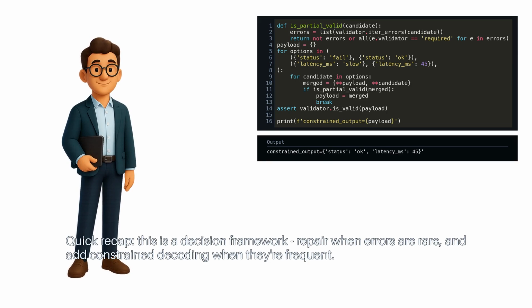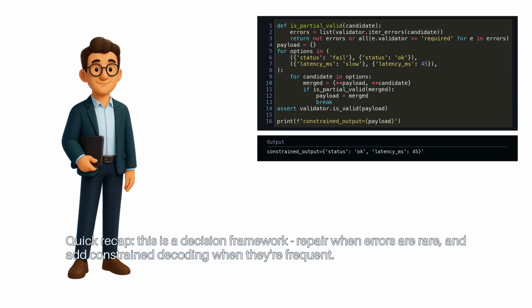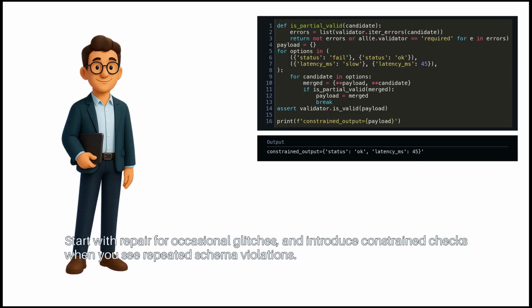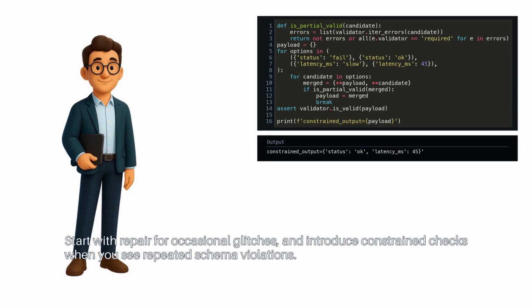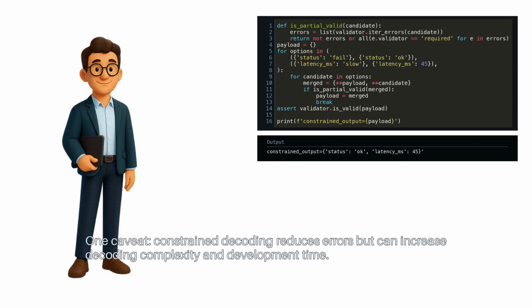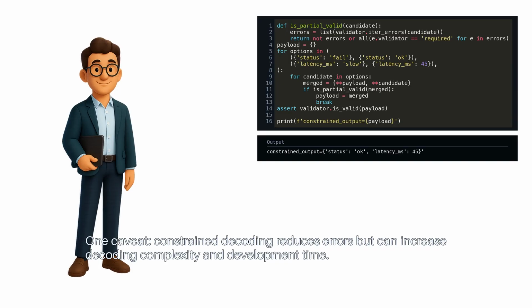Quick recap. This is a decision framework. Repair when errors are rare, and add constrained decoding when they're frequent. Start with repair for occasional glitches, and introduce constrained checks when you see repeated schema violations. One caveat: constrained decoding reduces errors, but can increase decoding complexity and development time.